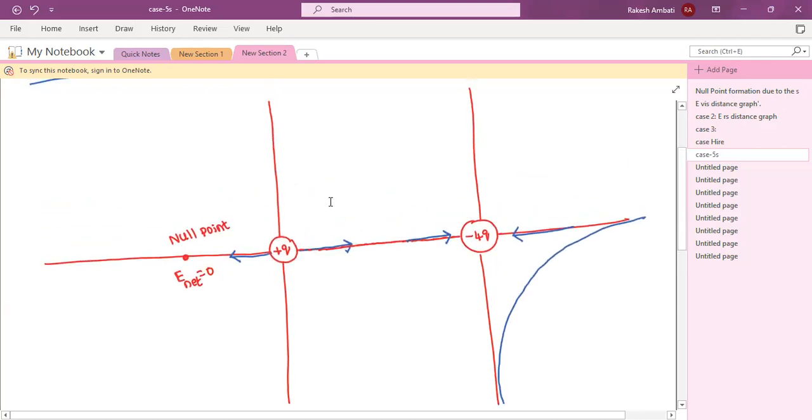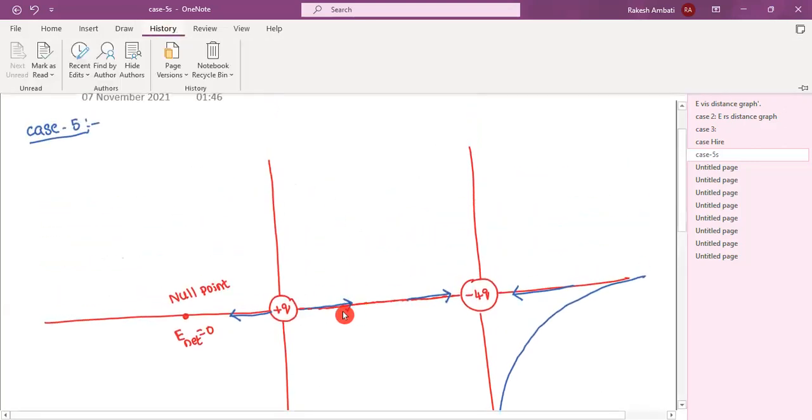Okay, so next, see, in between the charges, intensity is in the same direction. In the case of the plus Q charge, intensity is in the positive direction, so the intensity graph is on the positive side. In the case of the minus 4Q charge, intensity is also in the positive direction, so the intensity graph is also on the positive side.